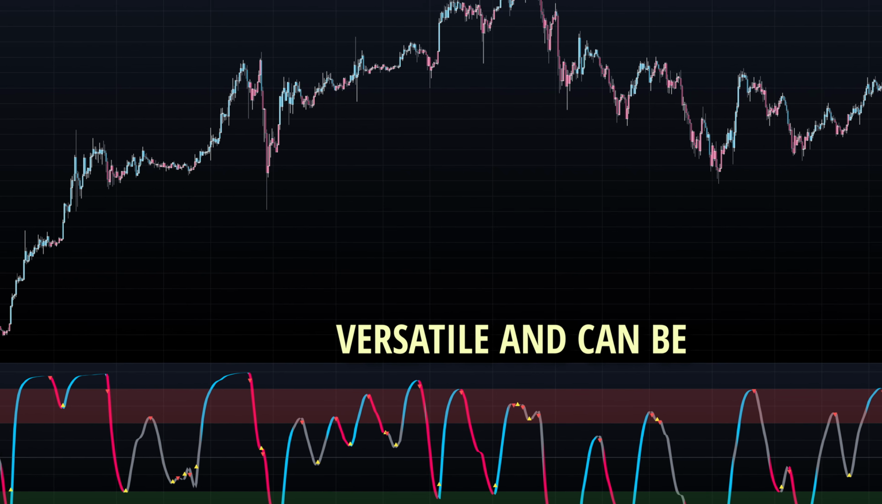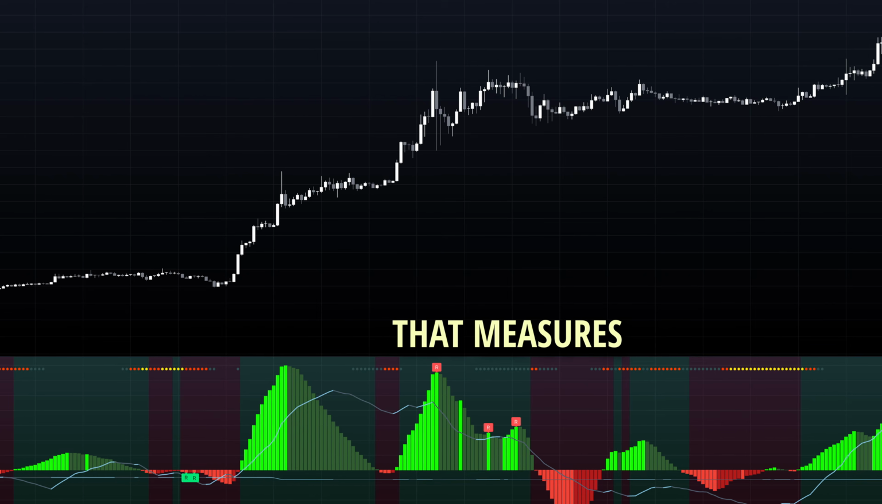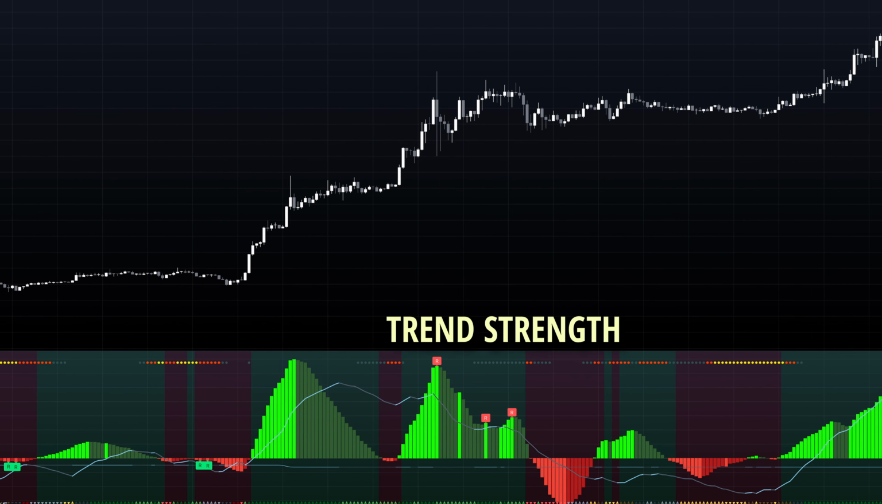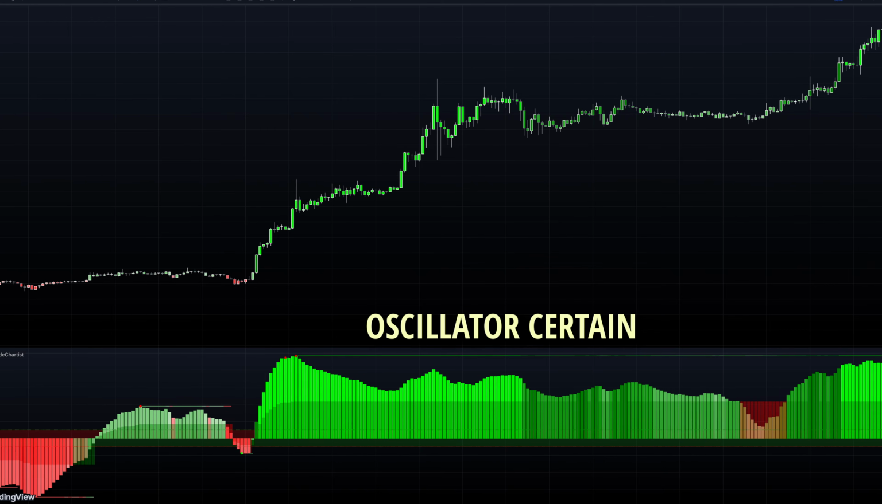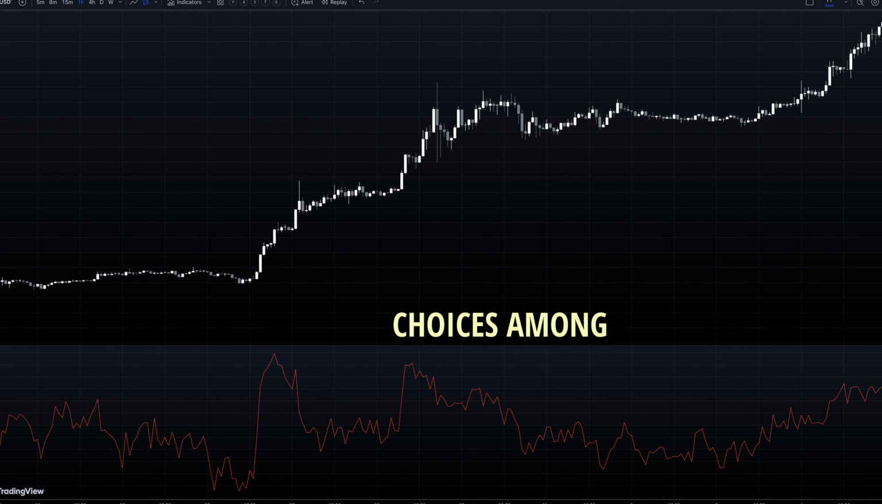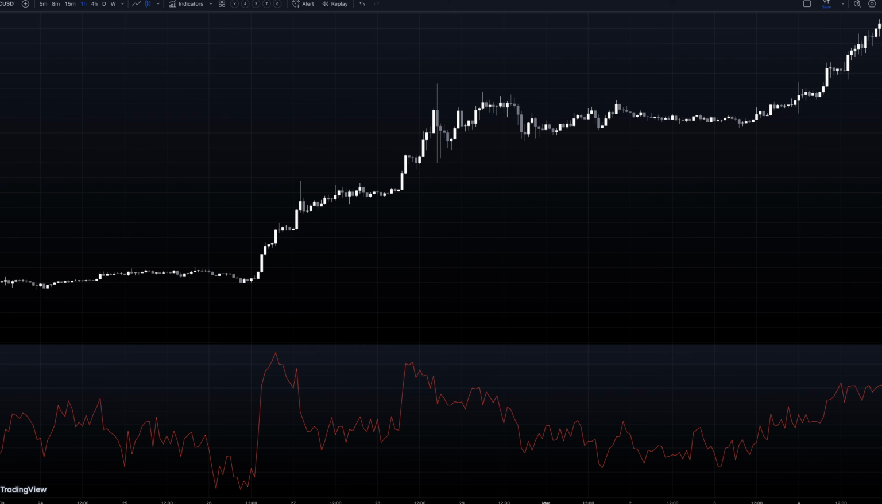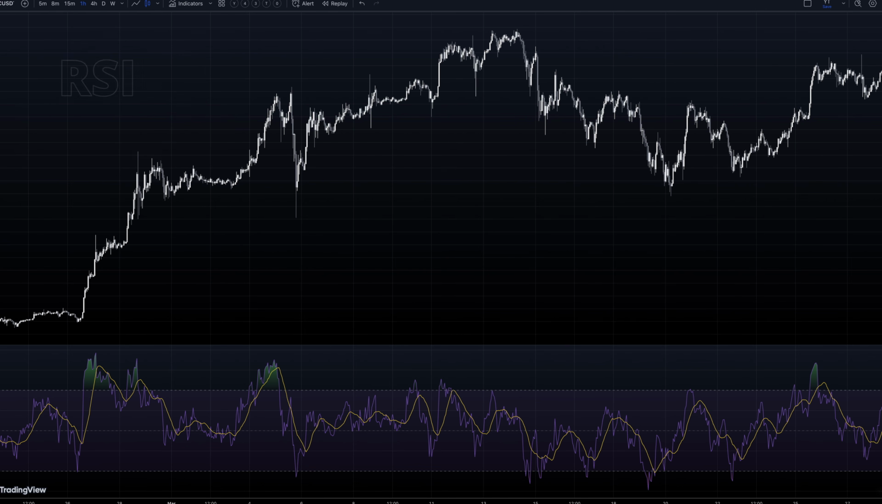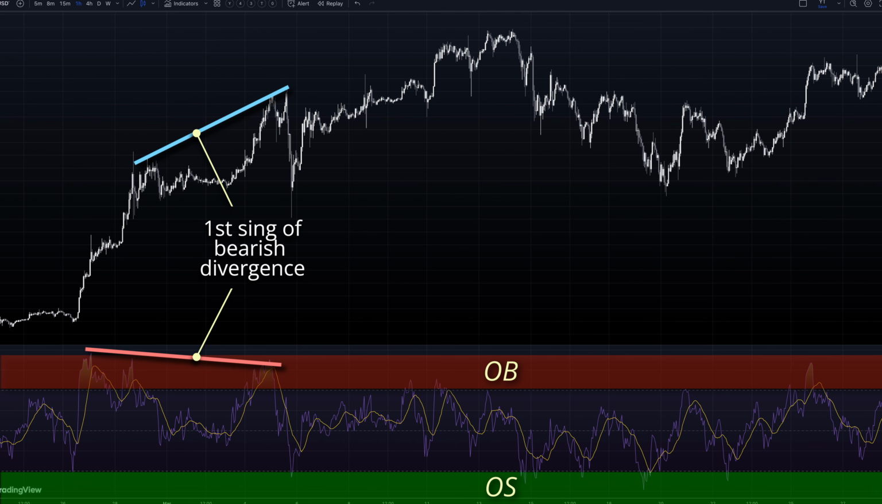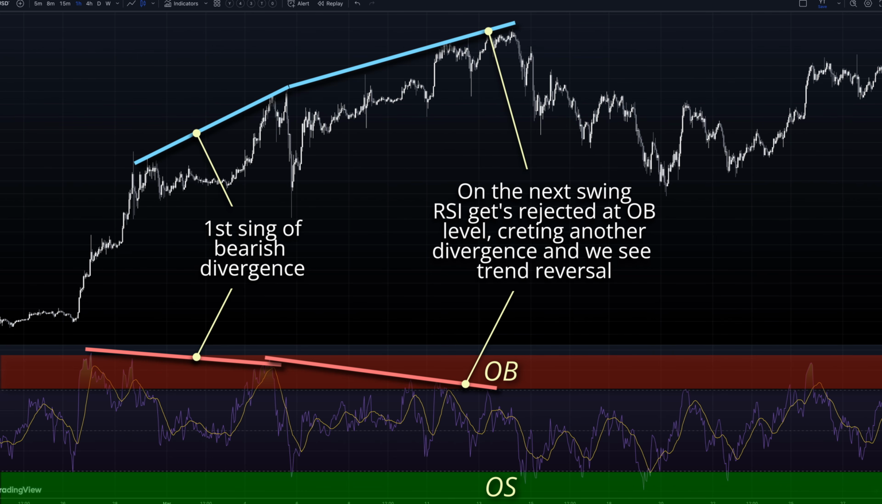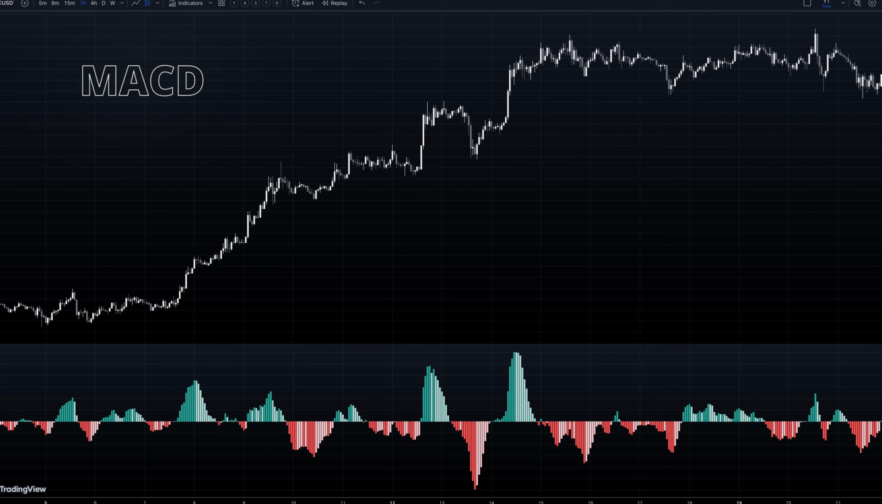Divergence analysis is versatile and can be applied to any technical indicator that measures momentum, volume, or trend strength. While you can use almost any oscillator, certain indicators have become popular choices among traders due to their specific advantages. The Relative Strength Index, RSI, excels at identifying potential market reversals through overbought and oversold conditions. Its clear numerical boundaries, a 0 to 100 scale, make it particularly effective for spotting divergence patterns, especially when price reaches extreme levels.